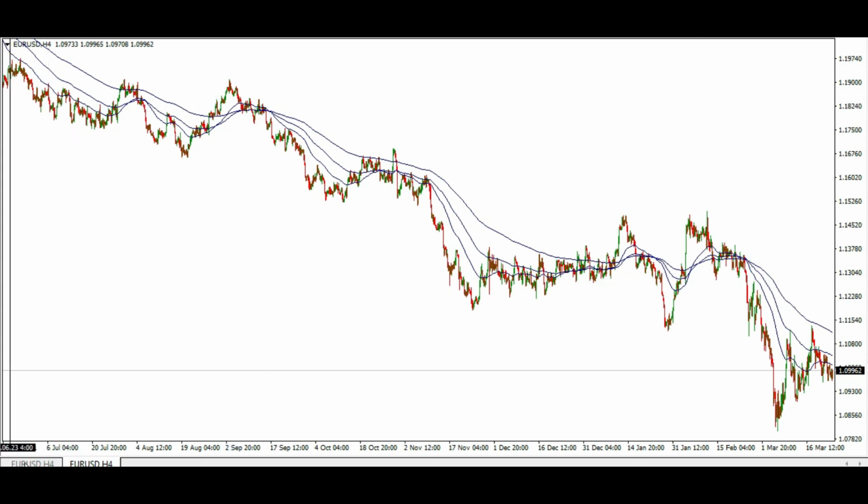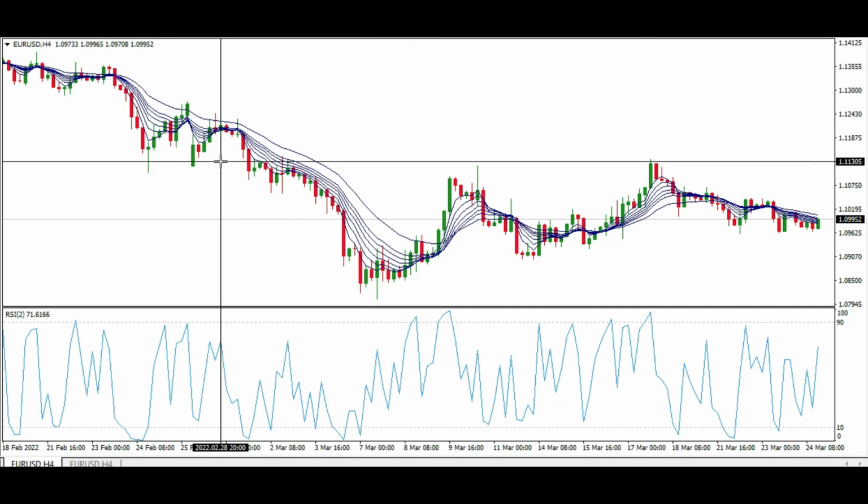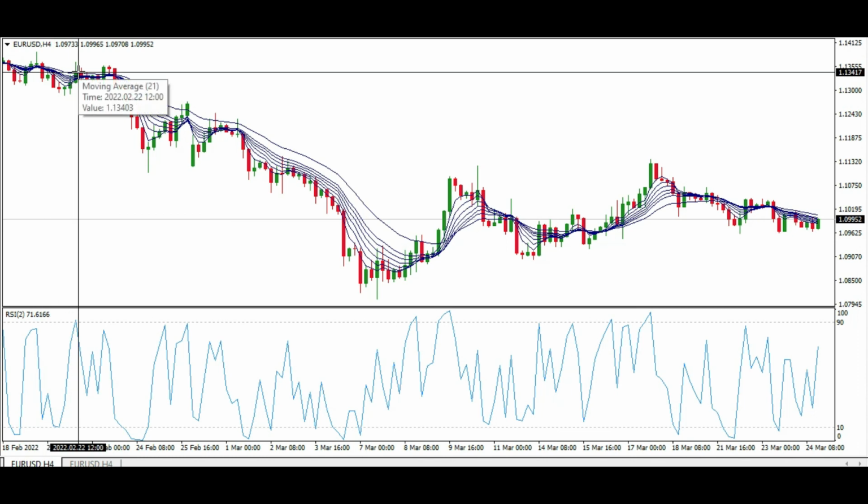My recommendation is just to go and save this template. Of course, you can change the colors and everything. Go to the MetaTrader chart, go to templates and save this template. Later you can use this strategy on every single currency pair, every single metal or index, etc. So this is the one suggestion, one strategy, and I hope that you'll like it.